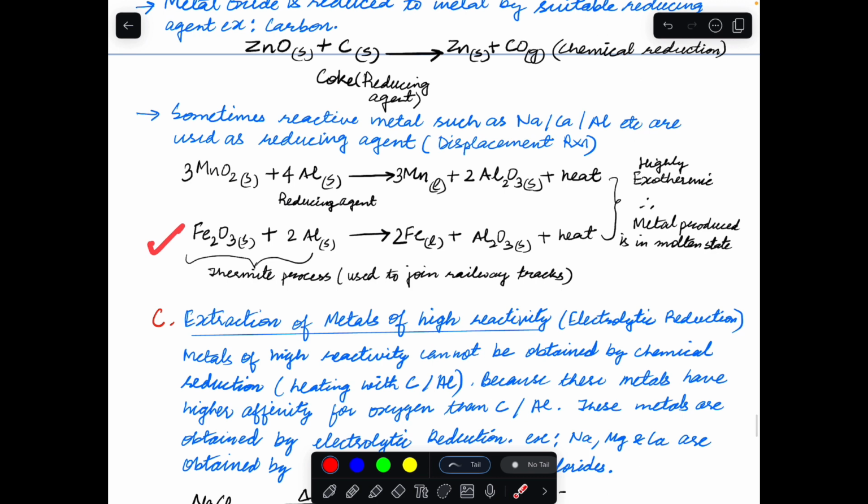The second reaction here is when iron oxide is treated with aluminium to get aluminium oxide. This process is called the thermite process, and it is used to join railway tracks, because the metal which is obtained is in the liquid state. Between the two plates we fill the liquid iron, and when it cools down it solidifies, and therefore we are able to join the tracks. So this is the application of this reaction.